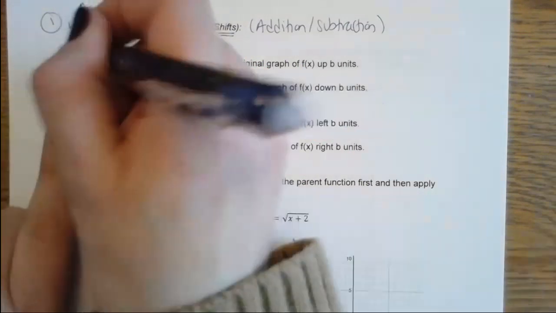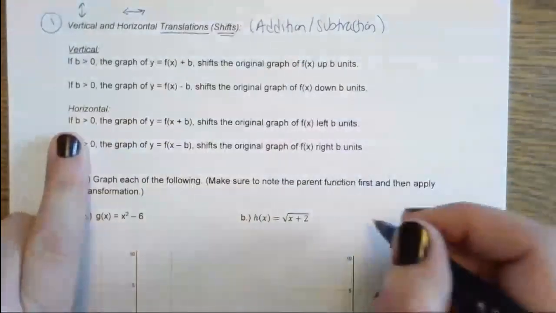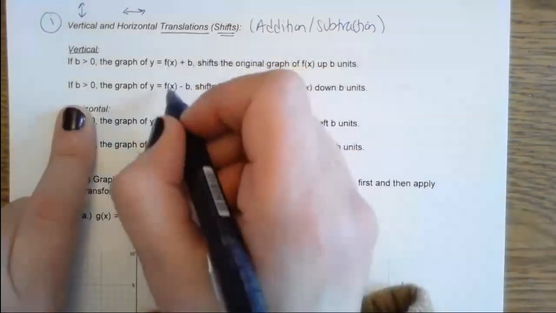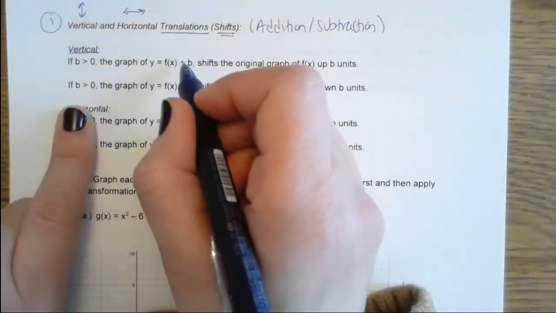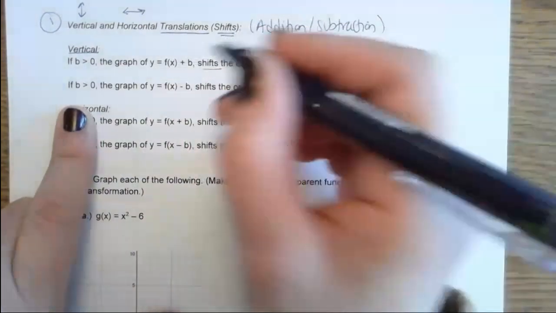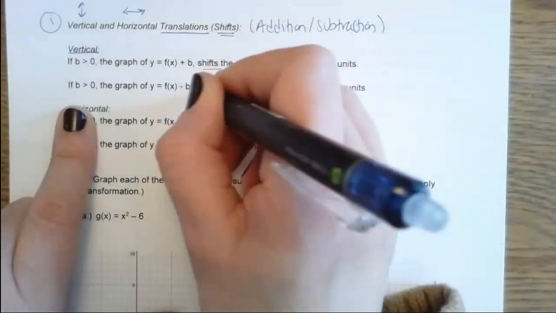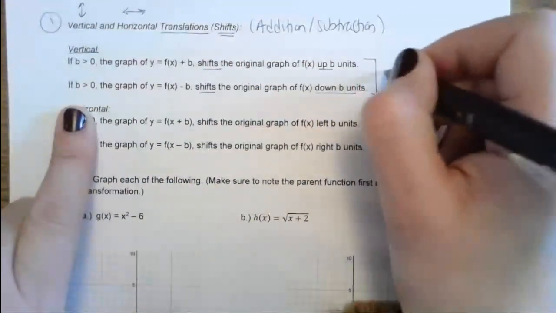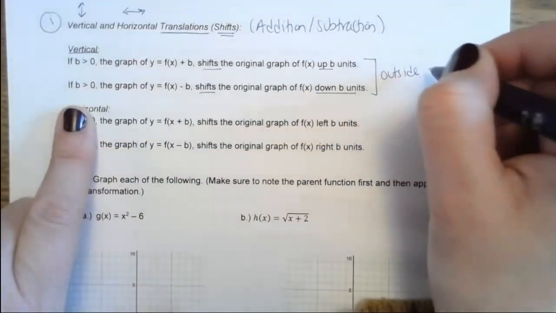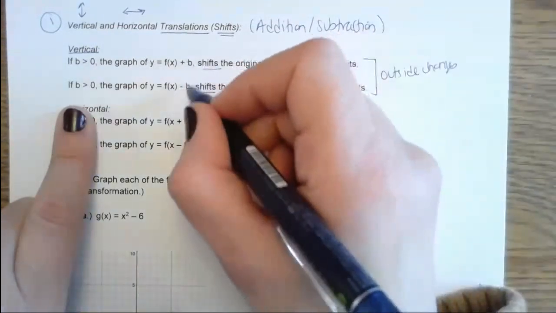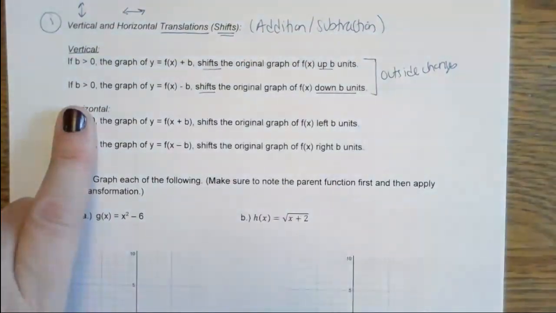Now, your vertical changes tend to be pretty straightforward or a little bit more natural. If you take your original function and you add a value to it, it's going to shift the original function up. Or if you take your original function and you subtract a value, it's going to shift it down. These are both outside changes to the function because we're just adding or subtracting a number after the fact. It's not being plugged in or anything like that.